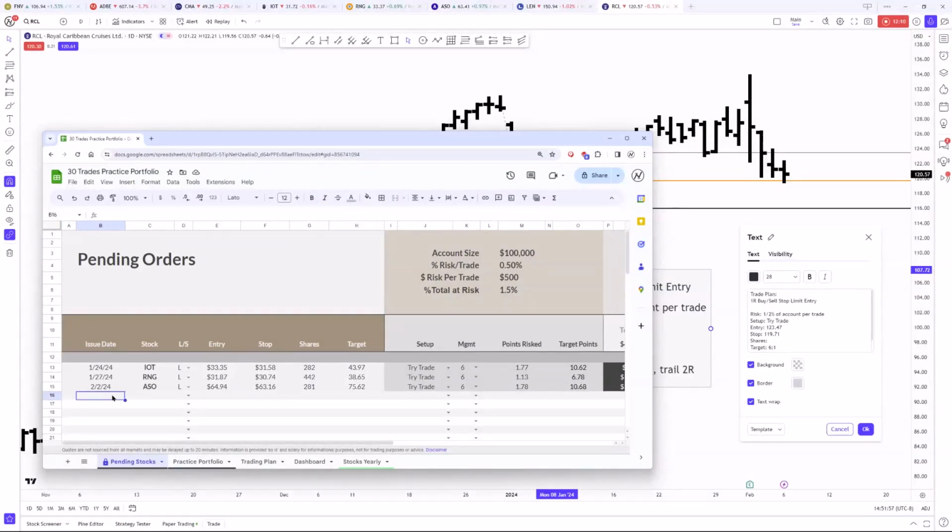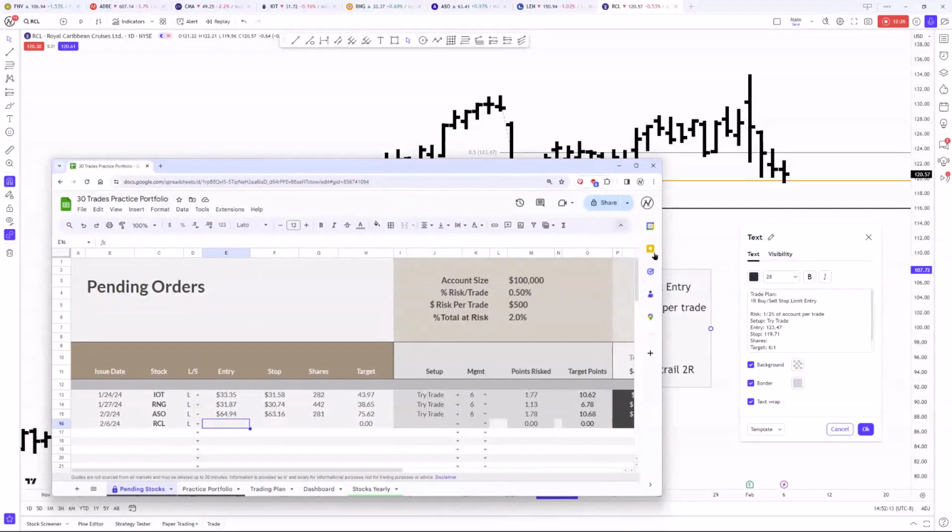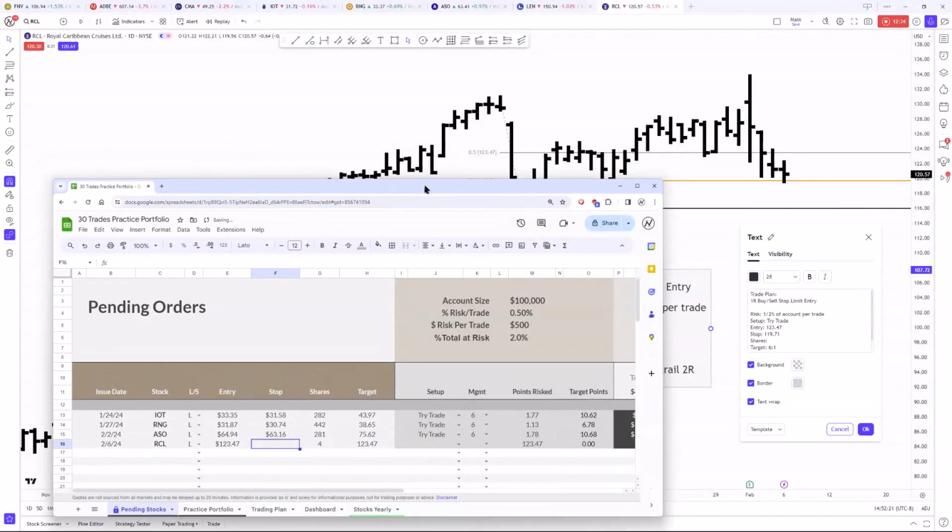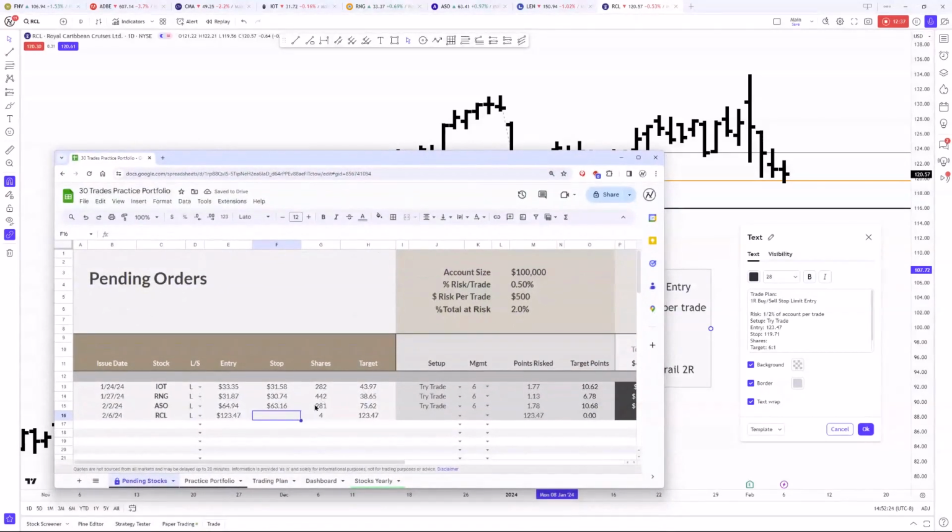So today is the 6th. And see, my spreadsheet's relatively simple. This is going to be RCL. I'm going long. Where did I say I was going long? 123.47. I'm putting a stop. I know where, 119.71. And it's going to calculate shares for me, which is just the points risk divided by how much I'm risking.